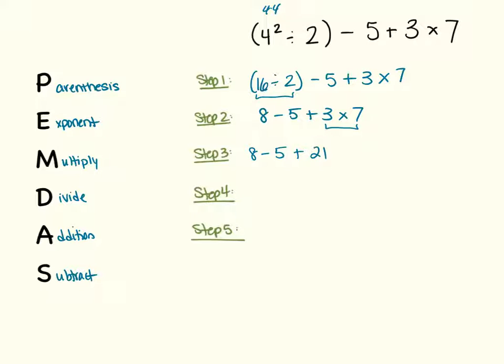Now when it comes to addition and subtraction, you want to do the order of left to right, whichever comes first. Okay, so just because addition comes first in the acronym of PEMDAS, that doesn't mean we take care of it first. We actually have to do the subtraction of 8 minus 5 first, which gives you 3. And then step 5 is just the answer, which is 24.